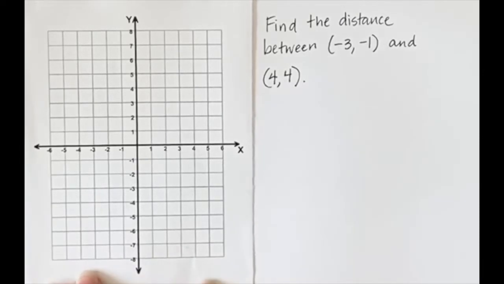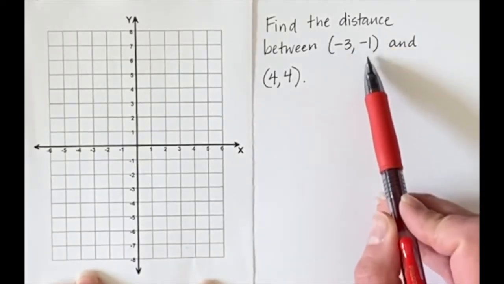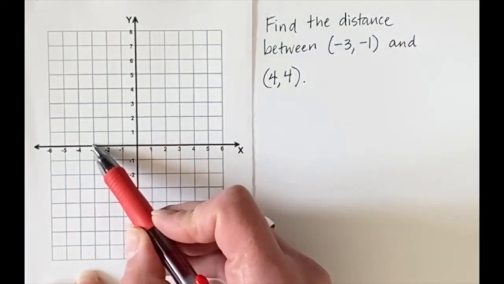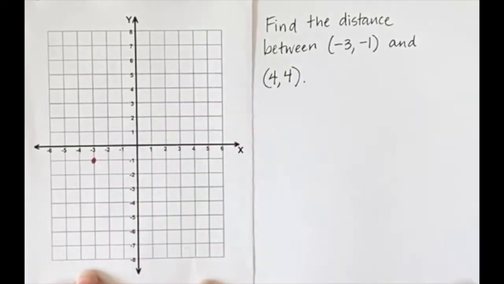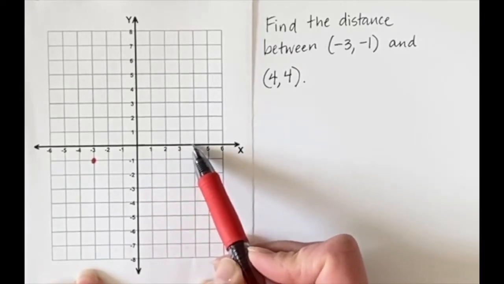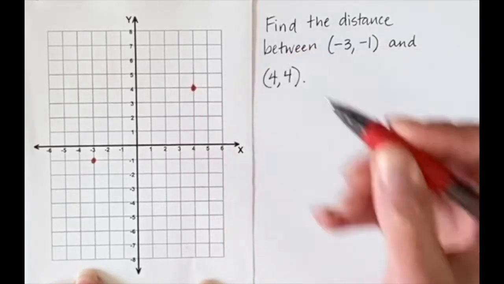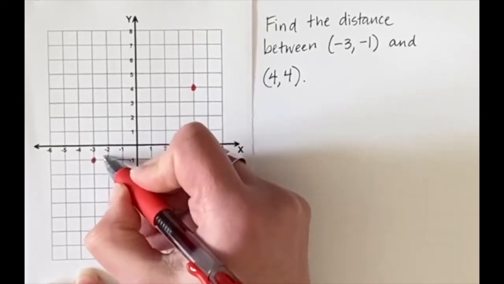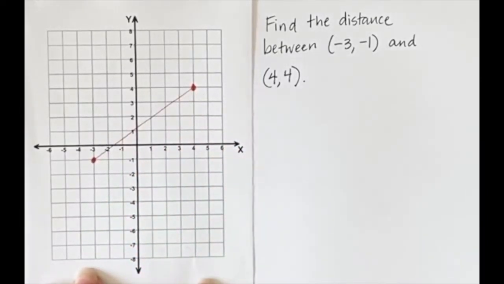So remember, you have to go left or right to the elevator bay and then up or down however many floors. So I'm going to go left 3 and down 1. This is one point. And then I'm going to go right 4 and then up 4. So I want to find the distance between these two points. If I look at that, I'm just going to draw my line through these two points.